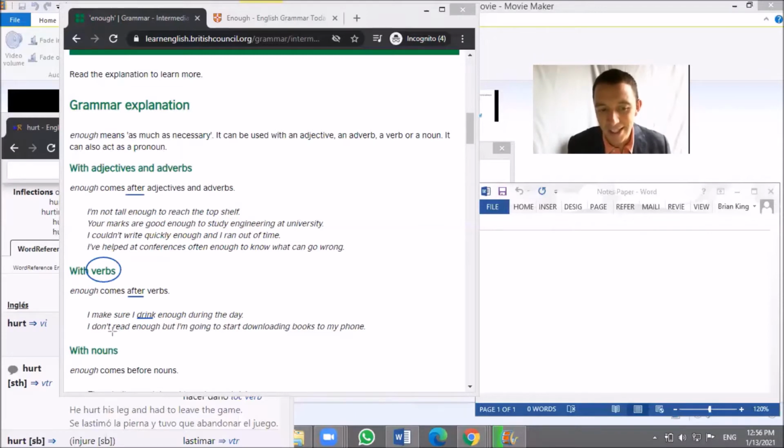I don't read, that's the verb in the negative. And again, the position of enough is after. But I'm going to start downloading books to my phone. So for adjectives, adverbs, and verbs, the position of enough is after.